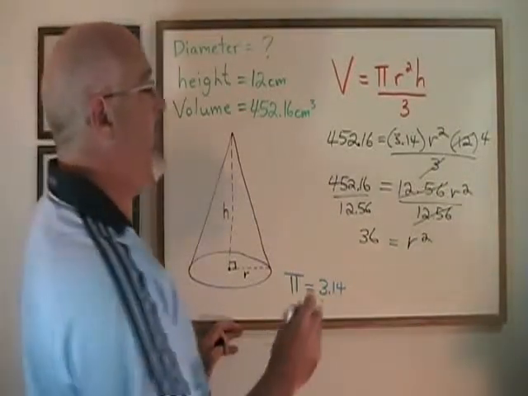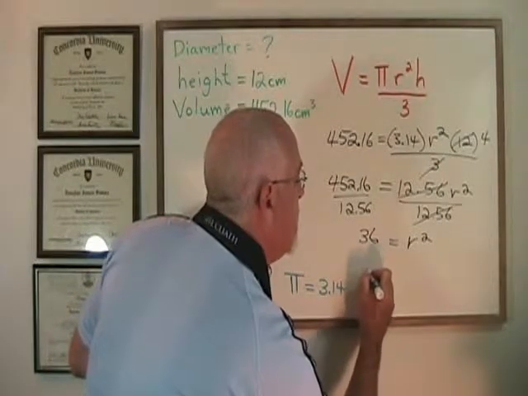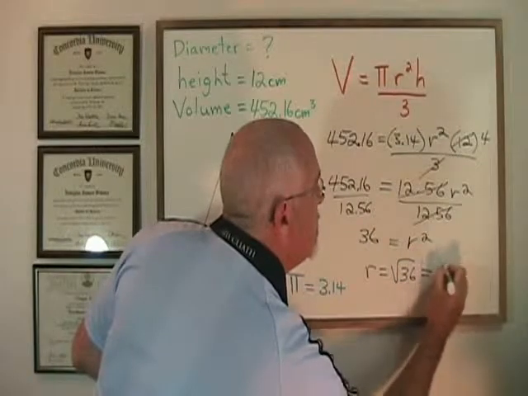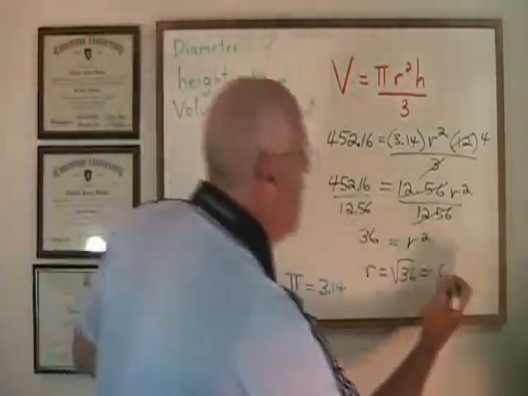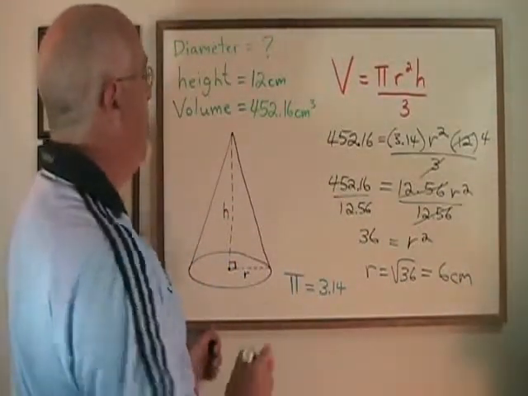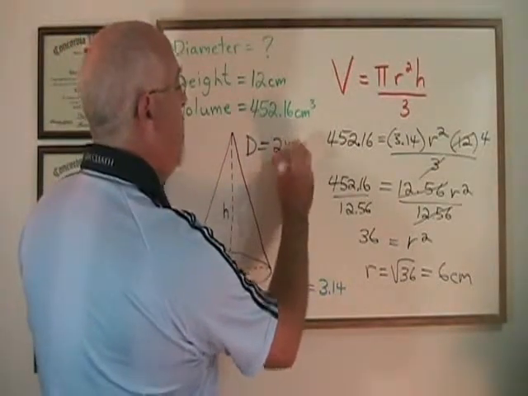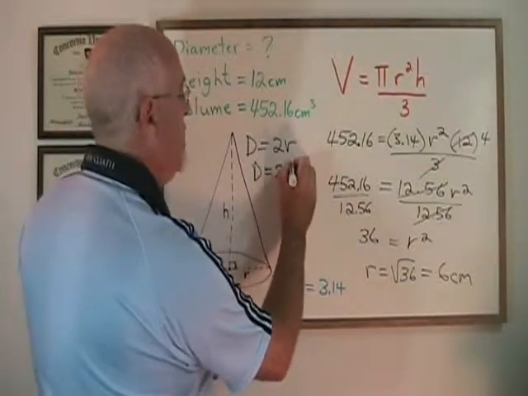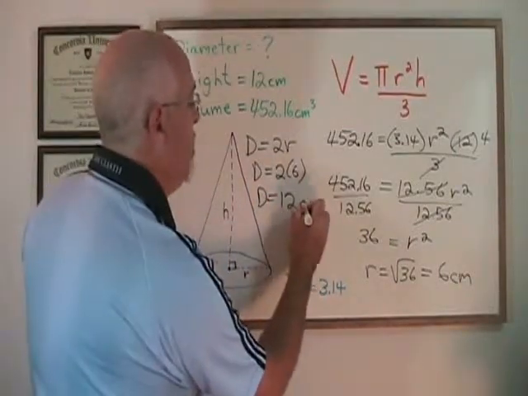We need our R, not our R squared, so if R squared is equal to 36, R is equal to the square root of 36, which is 6. And of course, since we started with centimeters and centimeters cubed, this is 6 centimeter radius. Finally, since the diameter is equal to twice the radius, in this case the diameter is equal to 2 times 6, which is 12 centimeters.